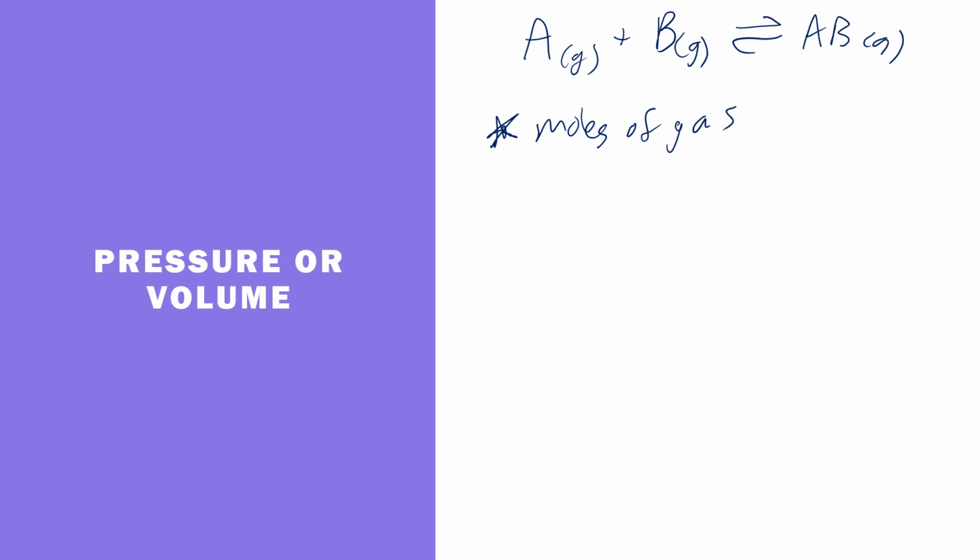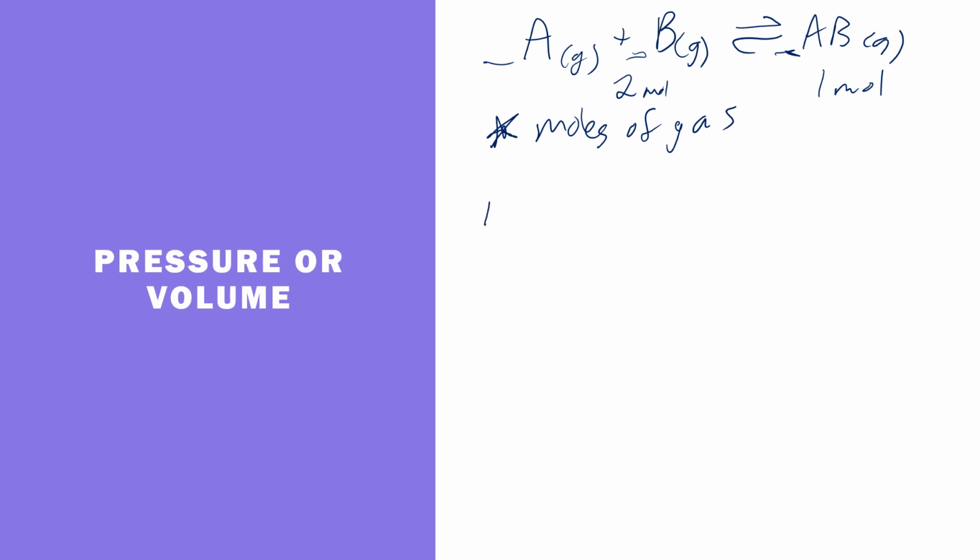So in my fake reaction here, I have 2 moles of gas on the reactant side and only 1 mole of gas on the product side, using their coefficients. All right. So you just need to count up the moles of gas on both sides. And if it's solid, liquid, or aqueous, you ignore it when you're dealing with a change in pressure.